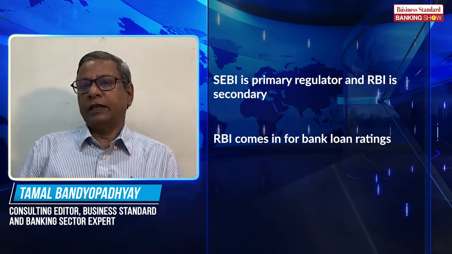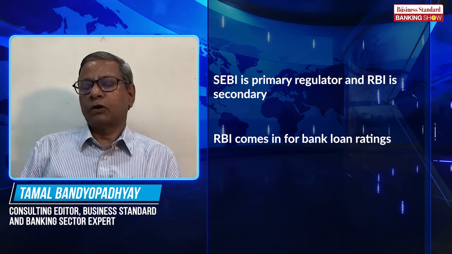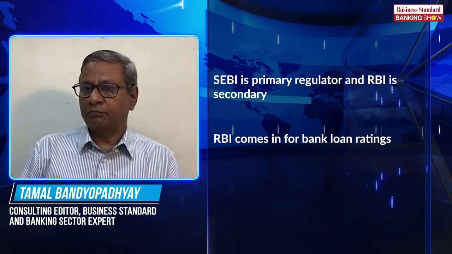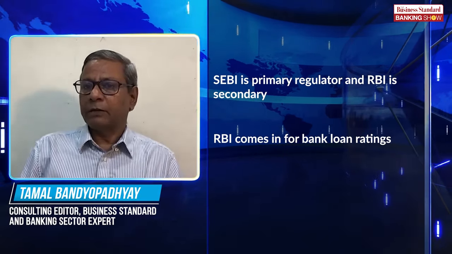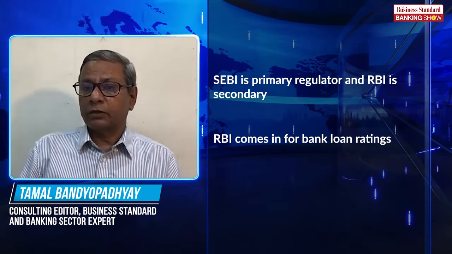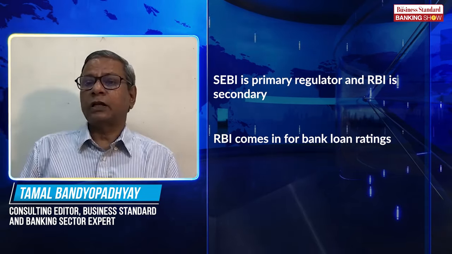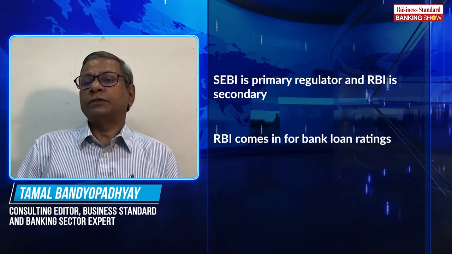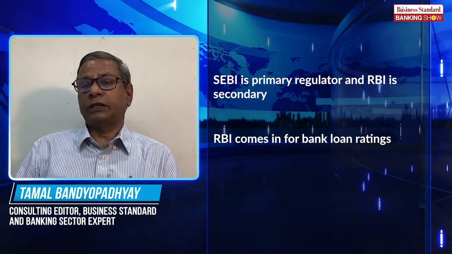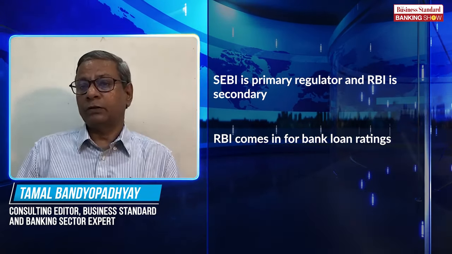Whereas corporations also have other instruments, NCDs, bonds, etc., where SEBI counts. So SEBI is the primary regulator. If you see all the master circulars, all the guidance, etc., it's done by SEBI. Whereas the Reserve Bank of India actually directly reaches out to the rating agencies and tells them what is to be done or what is not to be done.